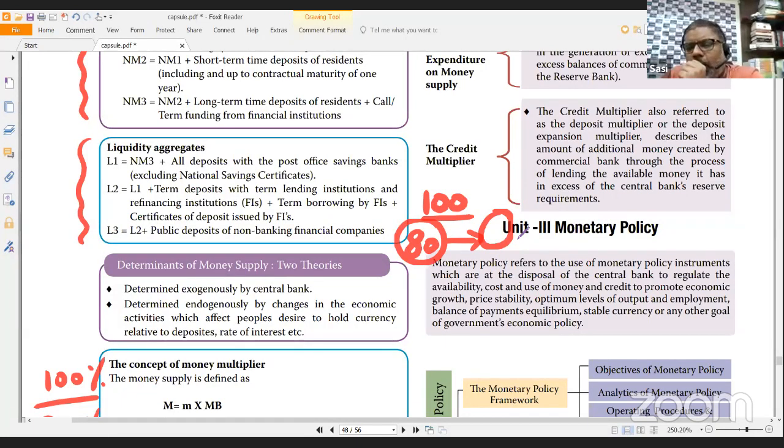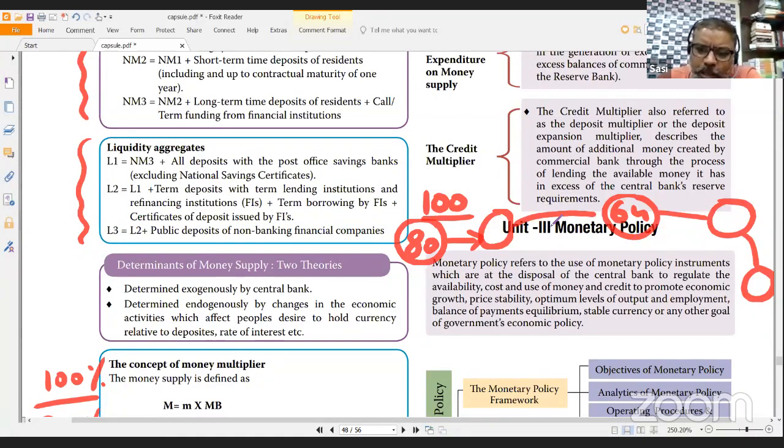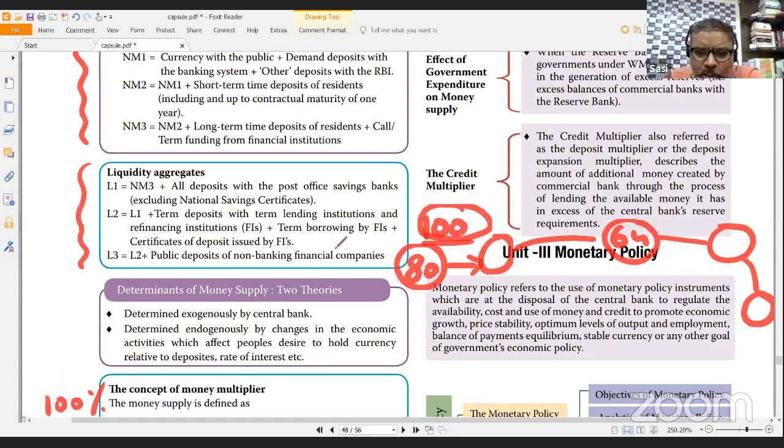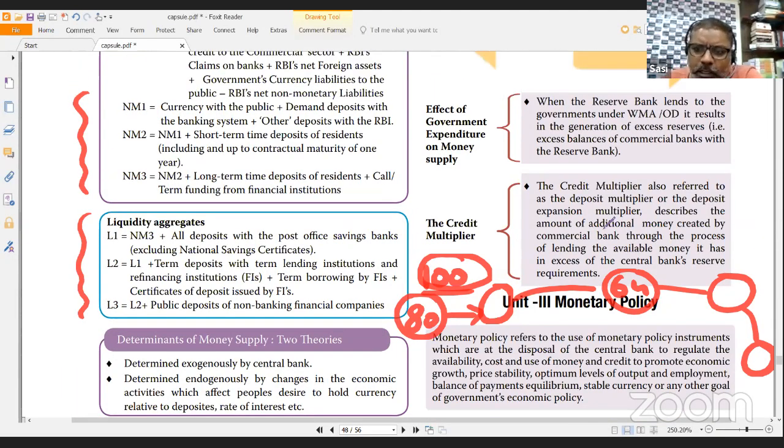So what happens? The other bank has 80 rupees now. What will that do? Out of that 80 rupees, 80%, 64 rupees, it will give to somebody as a loan. And then that will be given or deposited into another bank. That will be given to somebody. Like this it keeps on multiplying. We started with only 100 rupees. Now that 100 has already become 144, and it will keep increasing further. So 100 rupees input into the banking system will multiply. That is what is called the credit multiplier.